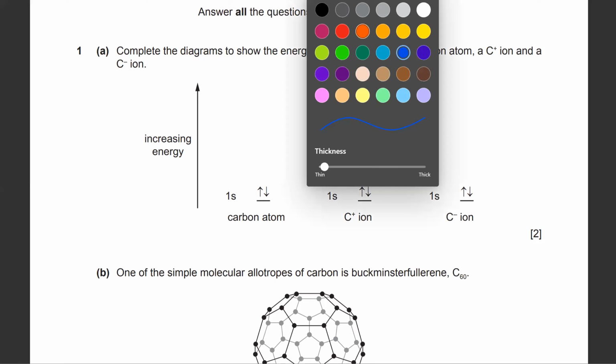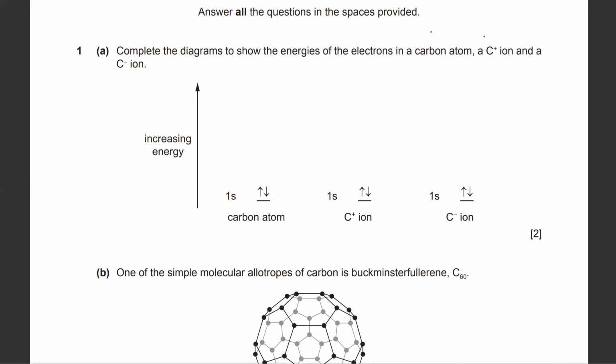Now, the first part is, remember, this is March 16, 4.2, question paper 4.2. The first part of the question is to complete the diagram to show the energies of electrons in a carbon atom, a C+ ion and a C- ion. So a carbon atom is, what is it? It's 1s2, 2s2 and 2p2, 6 electrons.